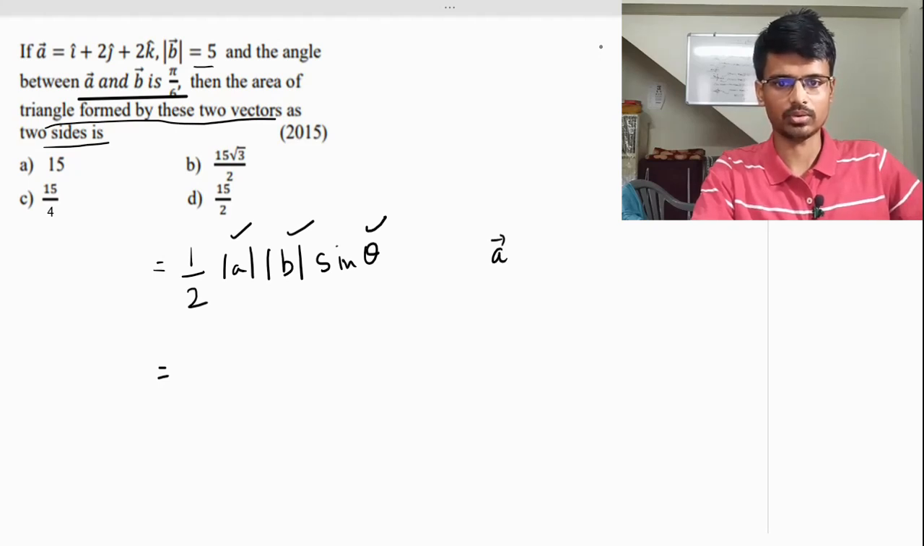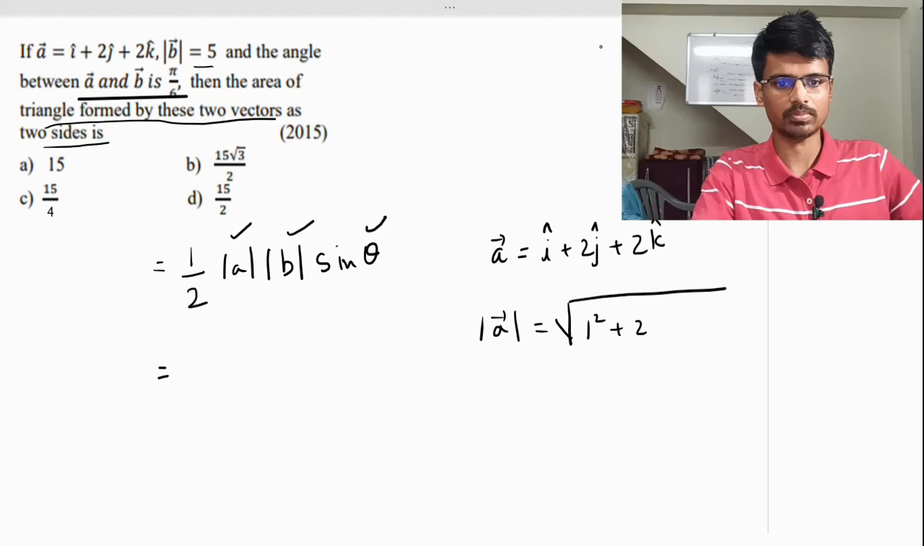Let me write down the vector A, I cap plus 2 j cap plus 2 k cap, right? I need to find the magnitude of this vector. How do I find the magnitude? I just have to take the square root of 1 square plus 2 square plus 2 square, right? The sum of squares of each of the components, square root of that will give me the magnitude. So this is equal to root 9, and this is equal to 3.